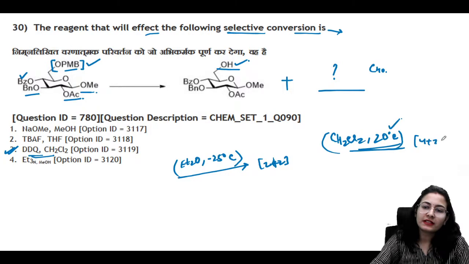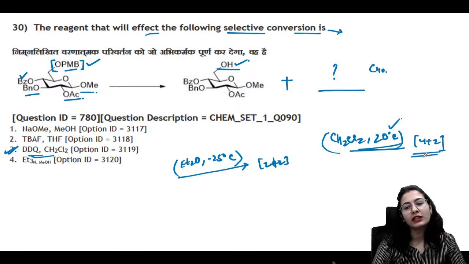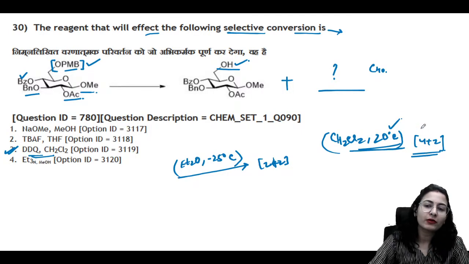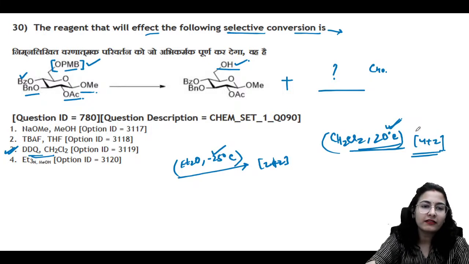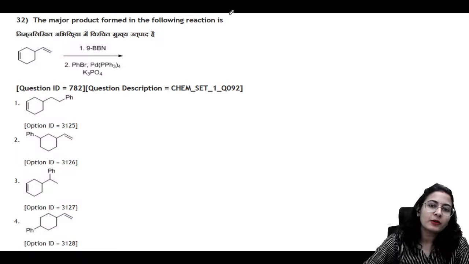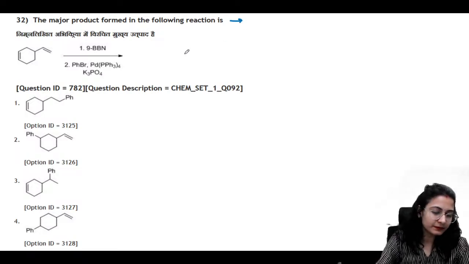4+2 cycloaddition is taking place, which is also in the answer key, but I will check once again. Just for more clarification, I'll check and inform you, and if there are any changes I will inform you all about it. There is a slight difference in the temperature, which is why I have a doubt that it may be 4+2 only. Anyway, we'll see. Okay, major product formed in the following reaction, next question, easy one.